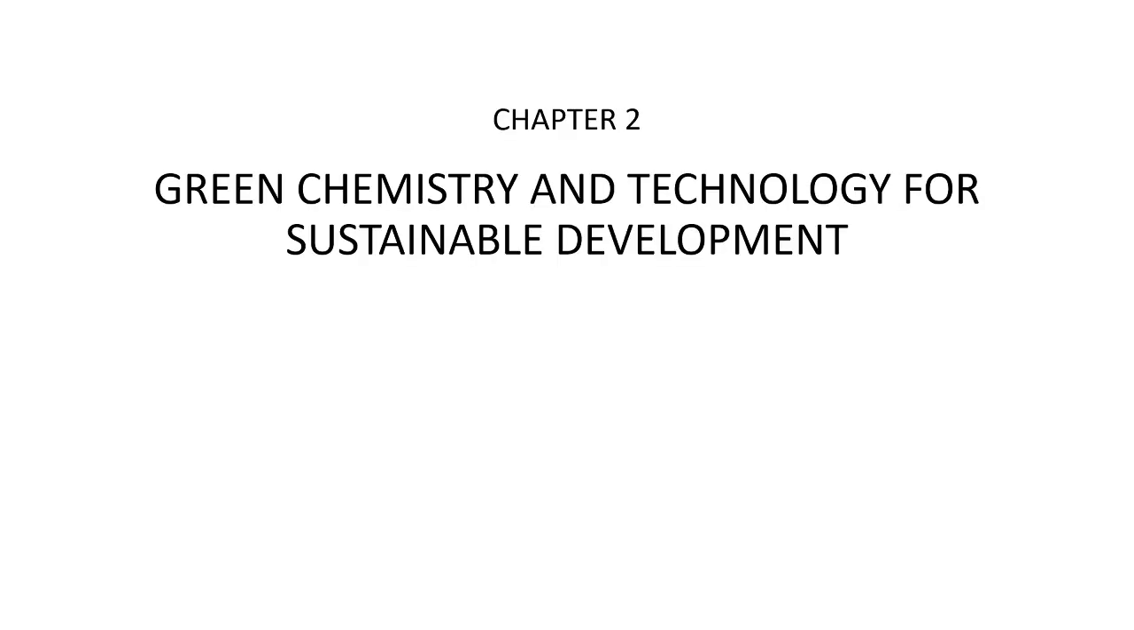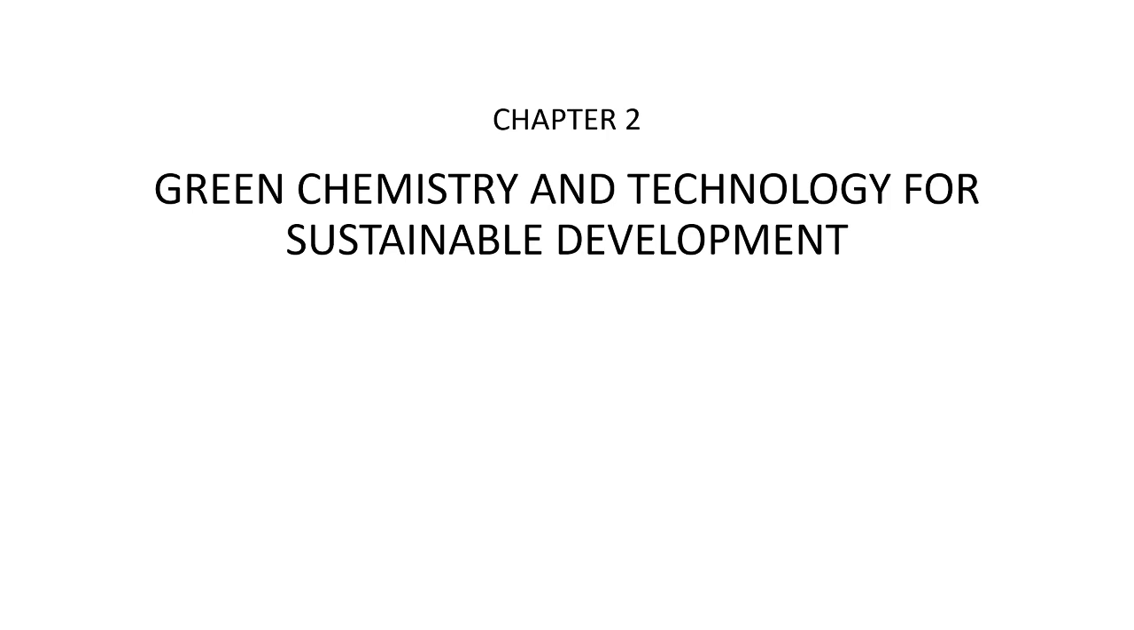Hello, students. Today we are going to start our next chapter, that is chapter 2, Green Chemistry and Technology for Sustainable Development. Means how green chemistry and the technology based on green chemistry is helpful for sustainable development. And before that, we should know what is sustainable development. So all these points we are going to discuss in detail.